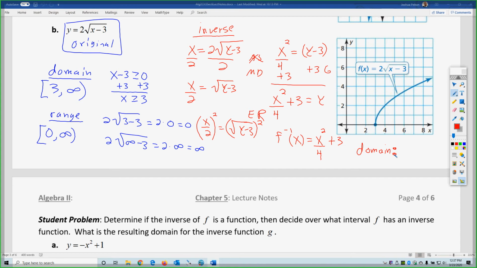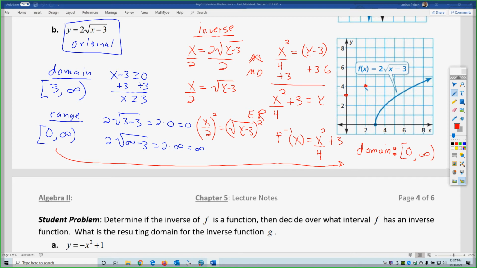Because you can square any number you'd like. I can square positives, I can square negatives, I can square 0. So typically your domain would be negative infinity to infinity. However, the range of the original is the domain of the inverse, so this must be 0 to infinity. Okay, well if I plug in 0, I get 0 over 4 plus 3, which is 3, excuse me. If I plug in 2, that's 2 squared over 4 is 1, plus 3 is 4. So again, if I put in 2, I'm at 4.